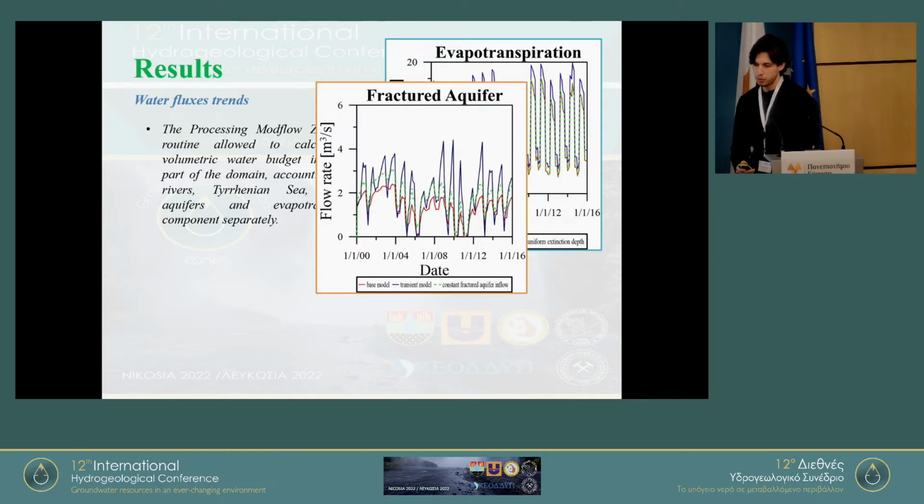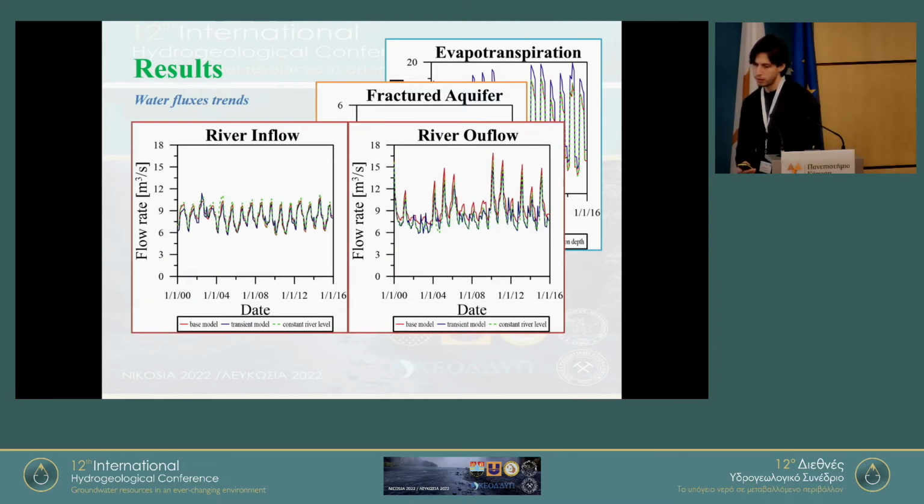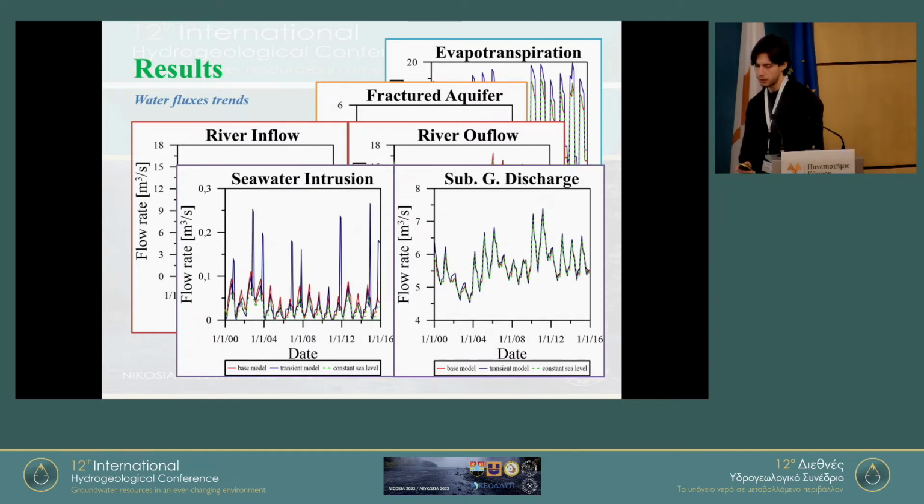Here you can see the inflow from the fracture aquifer also in cubic meters per second, and the same color has been used for all the components. The flow is lower, with a mean value of 2 cubic meters per second. Here you can see the river inflow and the river outflow that represent the river-groundwater interactions. They both have a mean flow of around 9 cubic meters per second, and they show no differences between the models. Finally, you can see the seawater intrusion with a very low flow that can be considered mostly negligible, and the submarine groundwater discharge that shows no changes between the models.